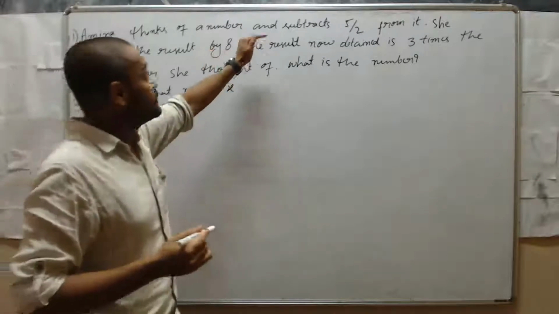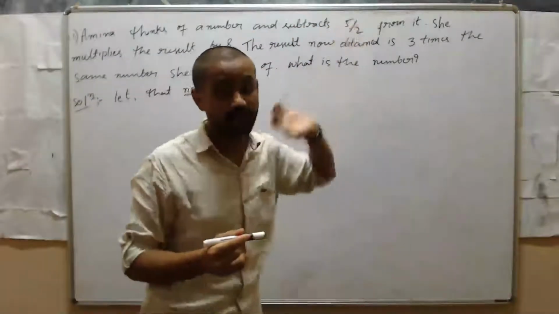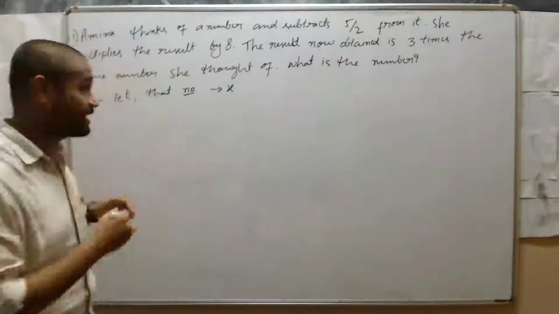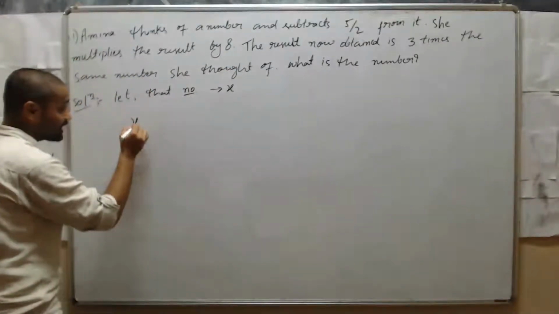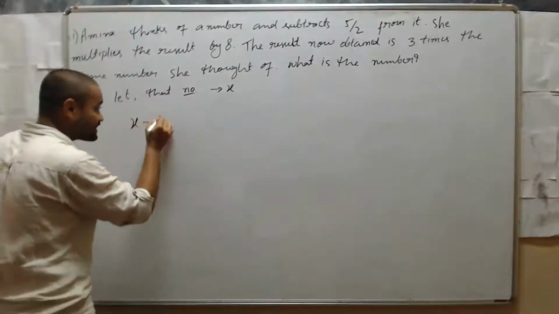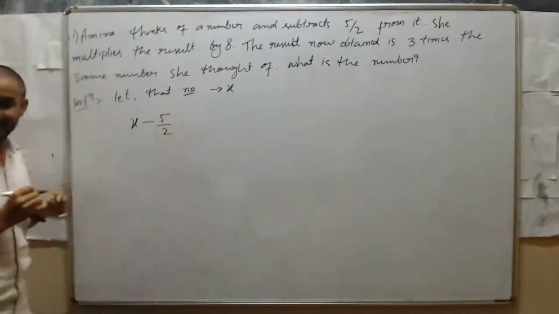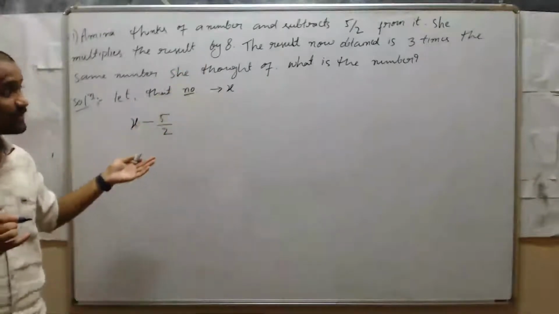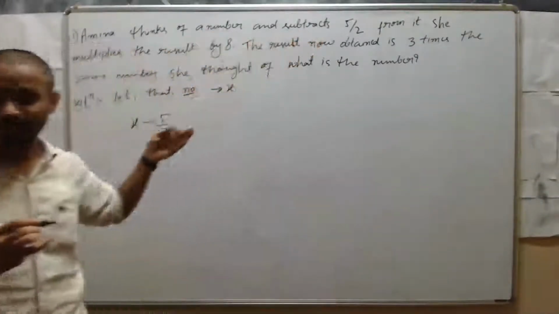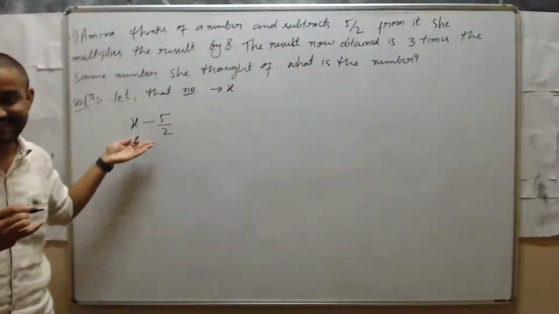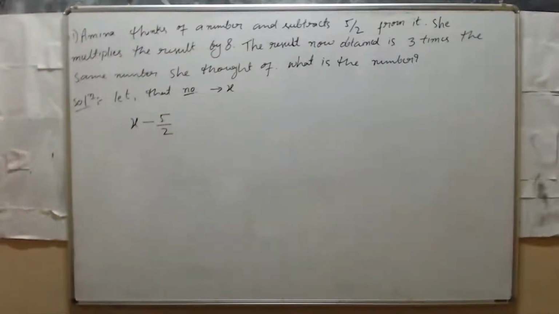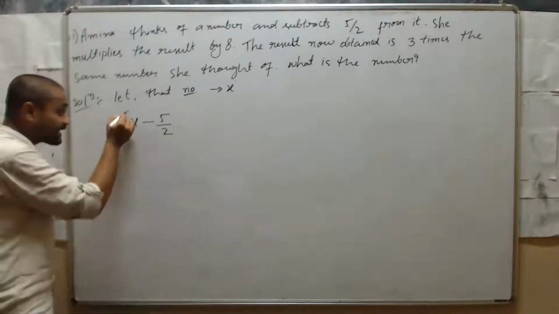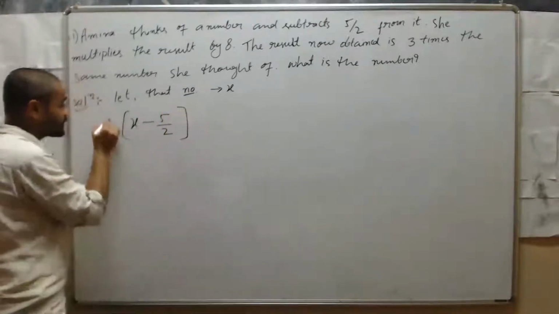Then she subtracts 5 by 2 from it. So x is the number we don't know, and 5 by 2 is subtracted from that number. Is it clear, students? Then she multiplies the result by 8.